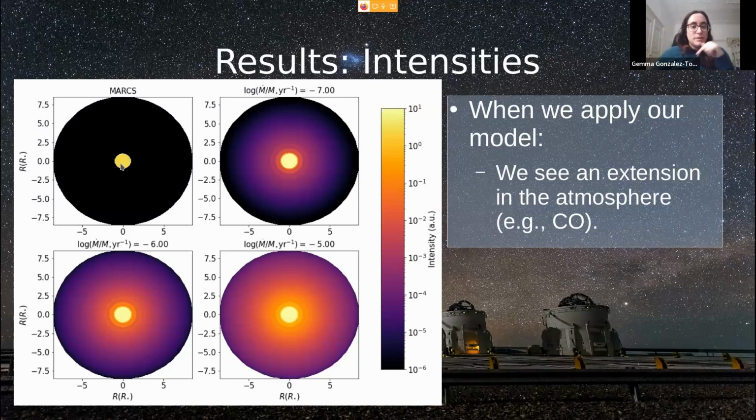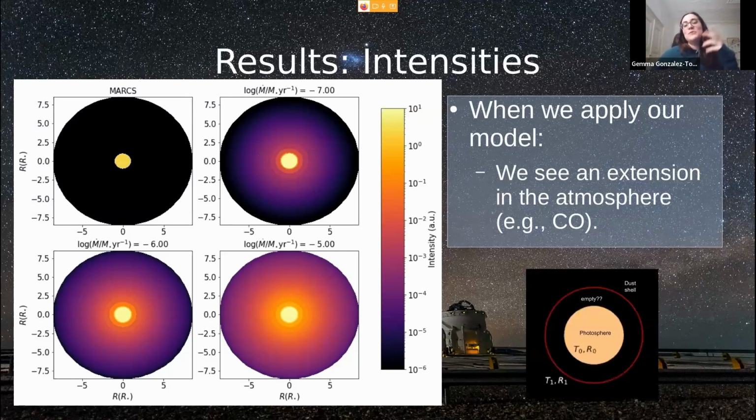On the top left, this is the initial MARCS model. As I said, it's a 1D model. Of course, it's very approximate, but you see that for MARCS, there's no extension at all. We have up to 1 stellar radius. And then as we increase the mass loss rate, we are actually filling the emptiness. So we're extending our atmosphere naturally. Again, it's a 1D model, but you will see later that it works pretty well for now.